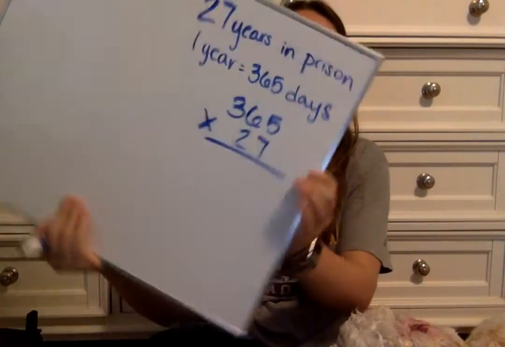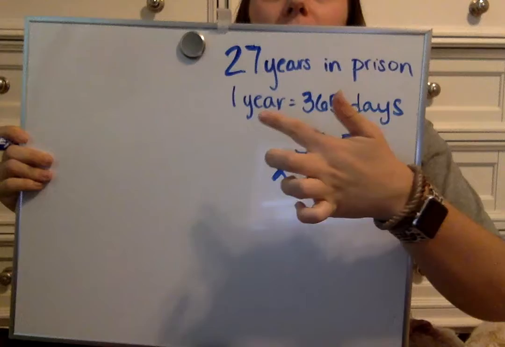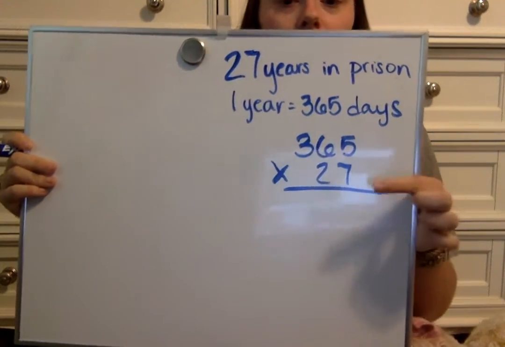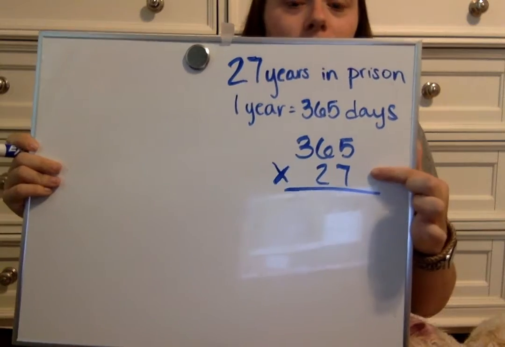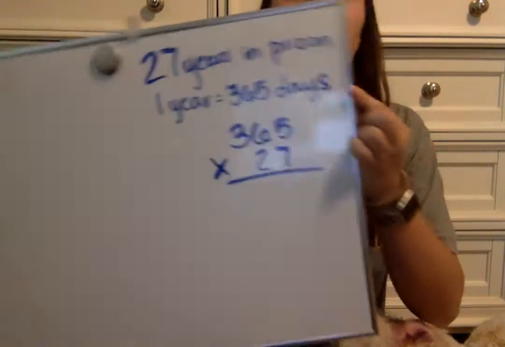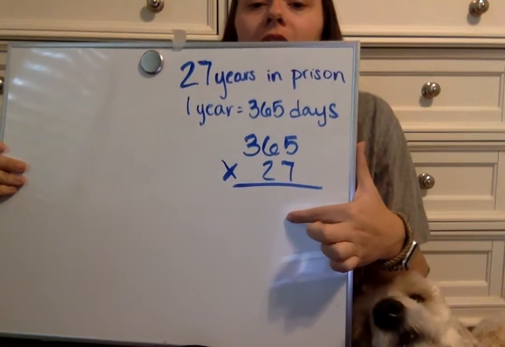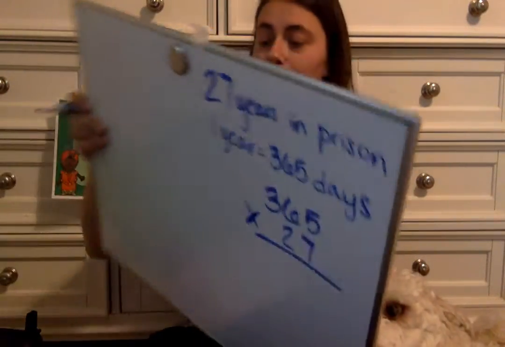So, you know me, I always set it up in the standard algorithm way. This is all of what I've written down. Remember, 27 years in prison, 1 year equals 365 days. So 365 days times 27 years is going to give us the total amount of days he was in prison. I've set it up in the standard algorithm, but me being me, I'm going to solve using, sorry, Jeannie, the area model.